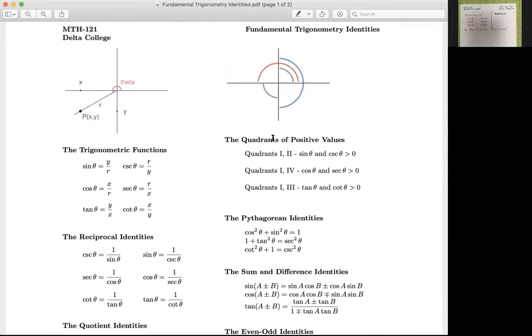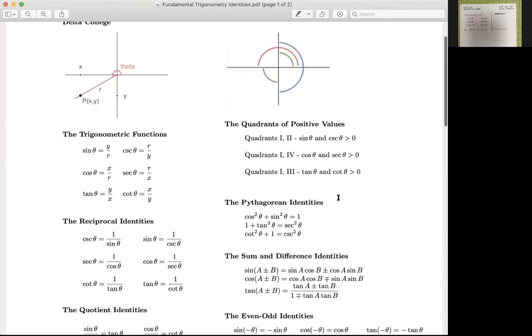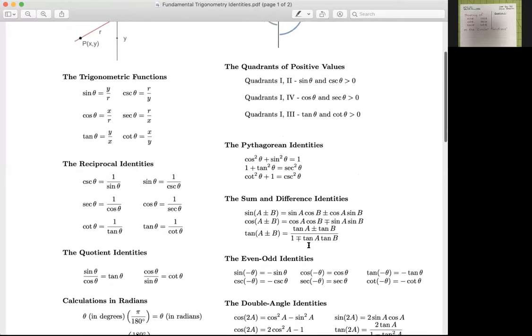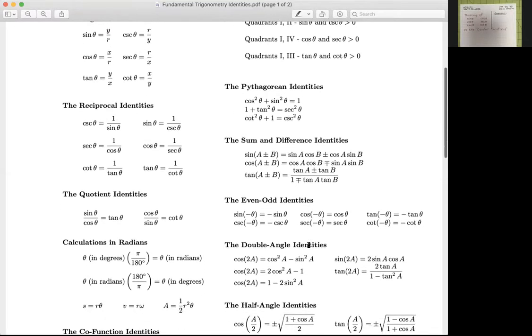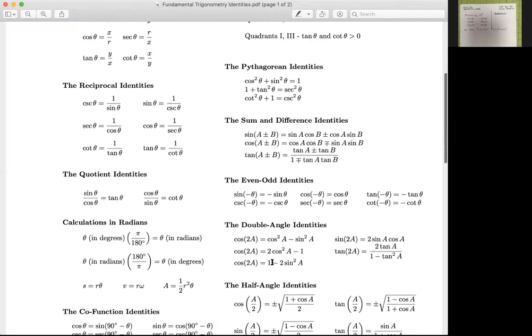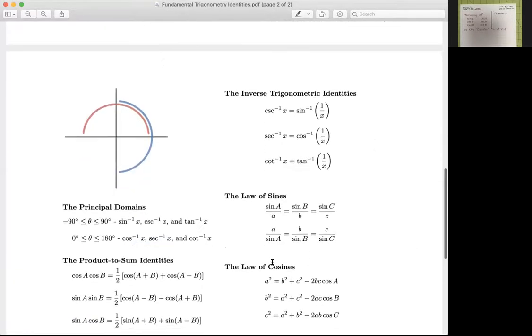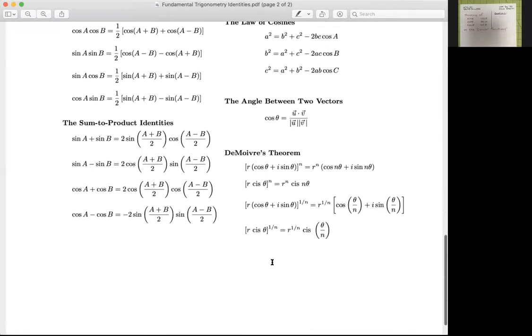Always pay attention to the quadrants in which the trig functions are positive and negative. In quadrants 1 and 2, sine and cosine are positive. In quadrants 3 and 4, sine and cosine are negative. I tried to indicate this with these little circle arcs right here, in different colors if you see the colors. Other than that, I've got a lot of identities you haven't seen yet: sum and difference, double angle, half angle. And then on to page 2, a lot more identities.